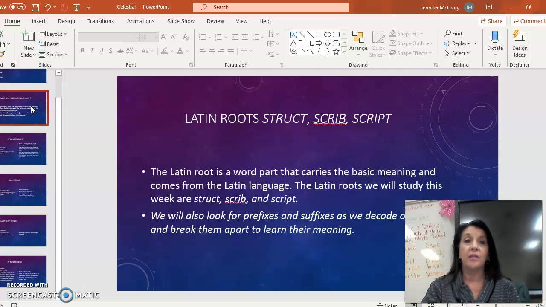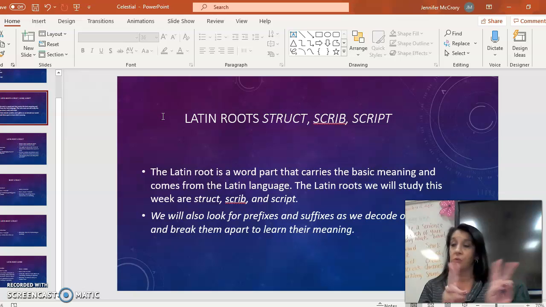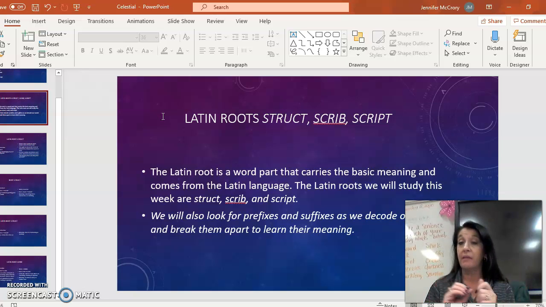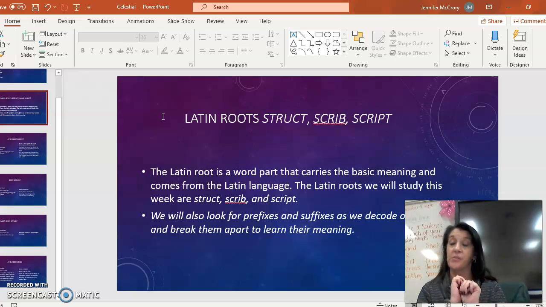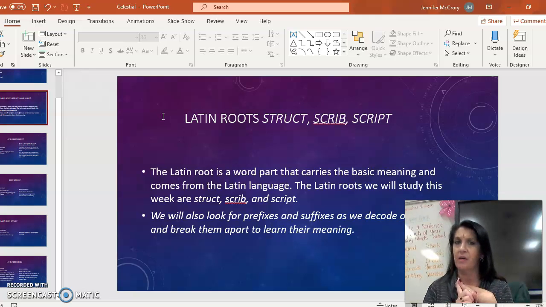Here we are on day 2 for Eye of the Storm, our spelling words, and we are talking about Latin roots again this week. Yay! Our three roots that we are focusing on, count them, three: struct, scribe, and script. Talk about a tongue twister there.